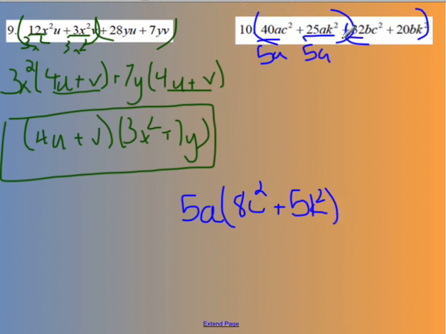Out of my second group, between 32 and 20, I can take out a 4. I can also take out a b out of each term. So I'm dividing each by 4b. Well, I'm just going to have to write it down here. 32 divided by 4 is 8, and then we'll have that c squared. 20 divided by 4 is 5, and again, we'll have that k squared.